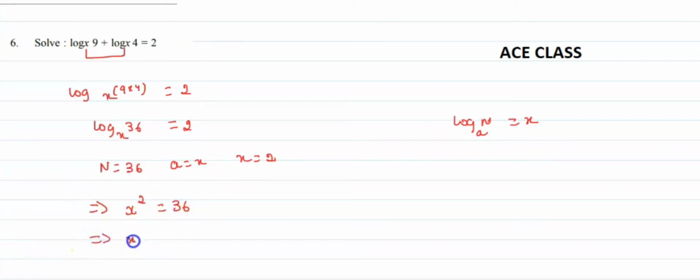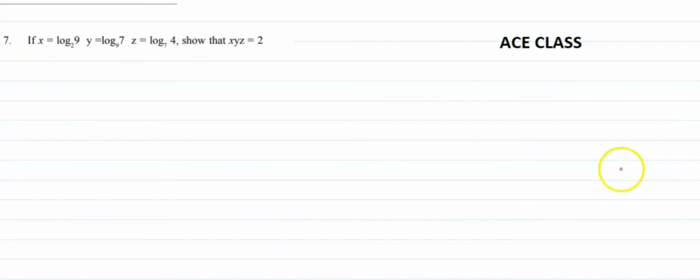So this 36 I can express as 6 square. Square and square will get cancelled. Powers are same, so you can equate the base. So that is x equals 6. Hope you understood. Next question.